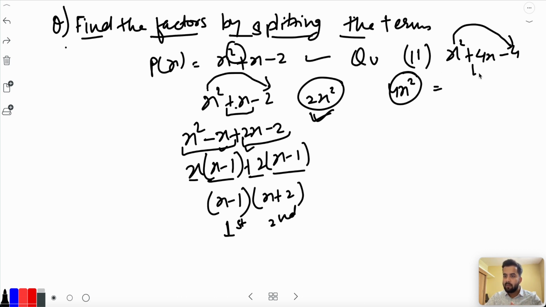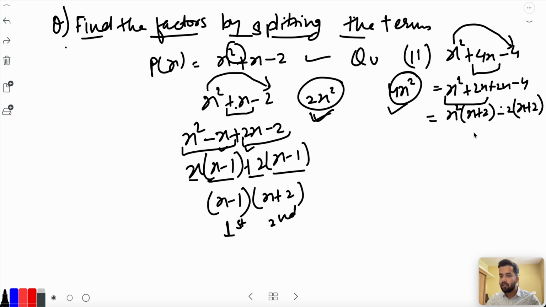Now you have to split only the middle term. How to split that? The multiplication of both terms should be 4x square. Can you split this way? 2x plus 2x, is it 4x square? And the addition is also 4x, same thing. Now minus 4 as it is. Now take the common from this, so x plus 2, and here take minus 2 common, x plus 2 again, same thing, right?